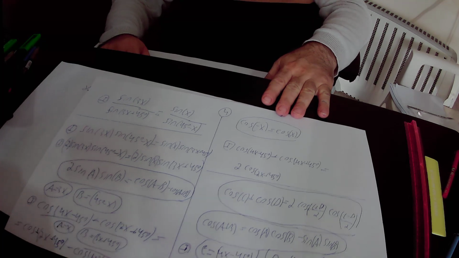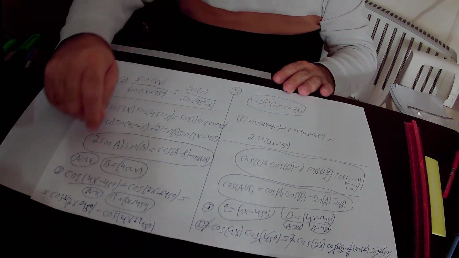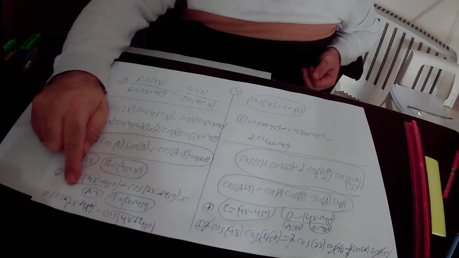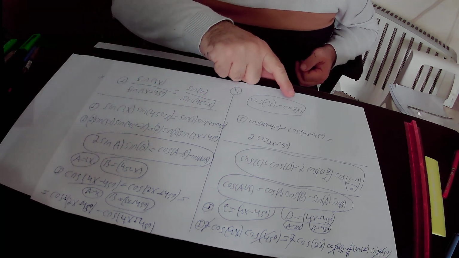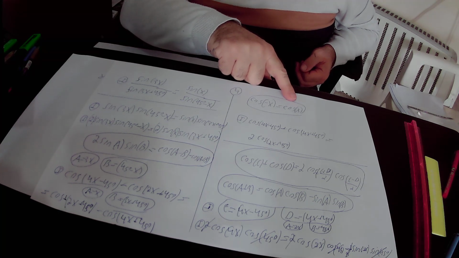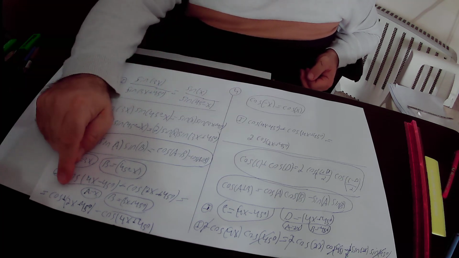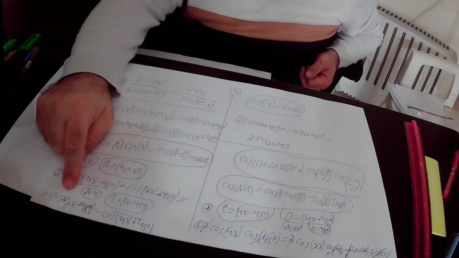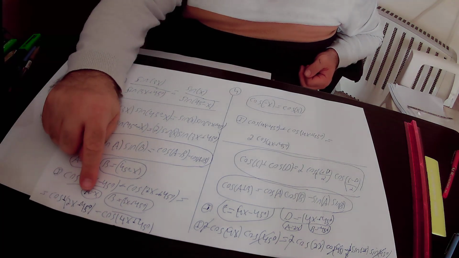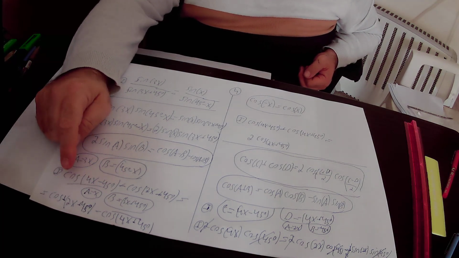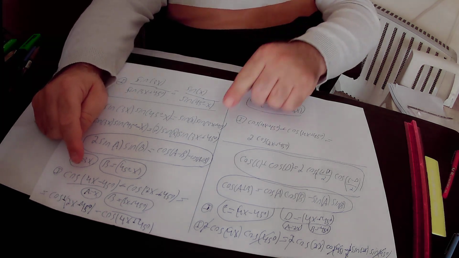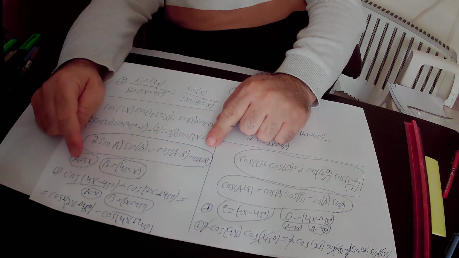equals cosine x, we can change the negative sign here to a positive sign, because cosine x equals cosine minus x equals cosine x according to this trigonometric identity. So we change the negative sign to the positive sign, and we got cosine 2x plus 45 degrees. And here we also have to subtract cosine A plus B.